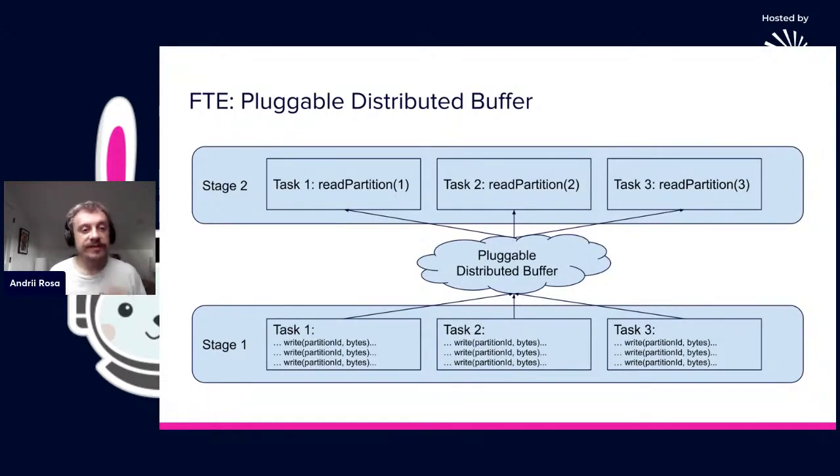So the distributed buffer is designed to be fully pluggable with a simple, intuitive interface. Stripping out all the boilerplate, the interface is very straightforward. It provides a writer API that is invoked by upstream tasks, and a reader API that is called by a downstream stage. And the API is pretty simple. For upstream tasks, it's just write some data for this partition. And for downstream tasks, it's just read this partition. So the API is very, very simple and straightforward and easy to implement.